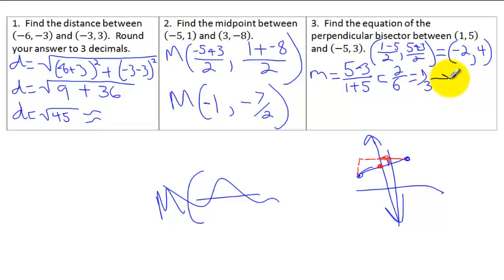And then that is going to change because we're going to use the perpendicular bisector. So 1/3 will give us a -3 that we're going to use for our slope. Okay, I'm going to circle that just as a reminder. That's our slope. All right, so what do we do with this?